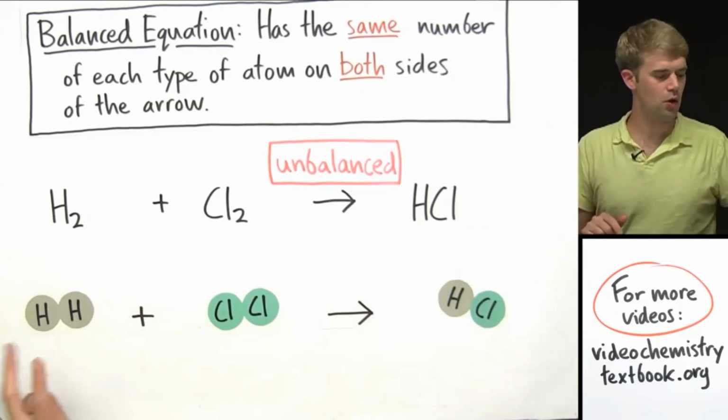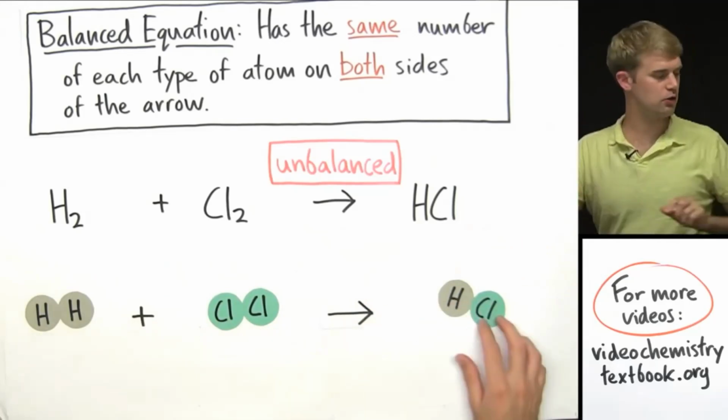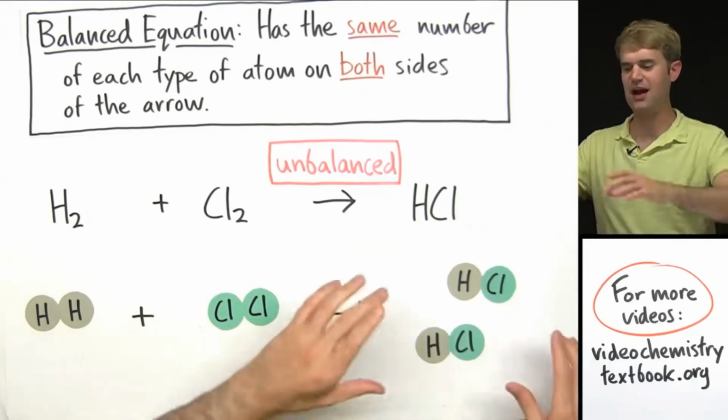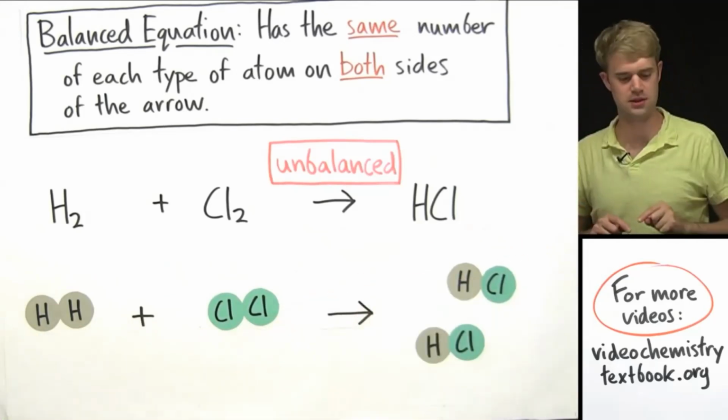Well, here's what we do. We have 2 hydrogens here, 2 chlorines here, 1 hydrogen, 1 chlorine. So if I get another one of these, okay, if I have 2 of these, we'll then have 2 hydrogens here, 2 hydrogens on this side.